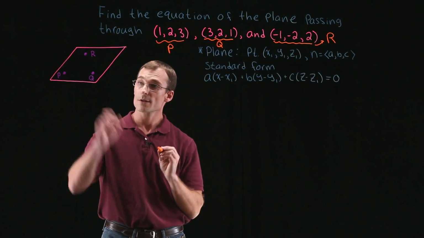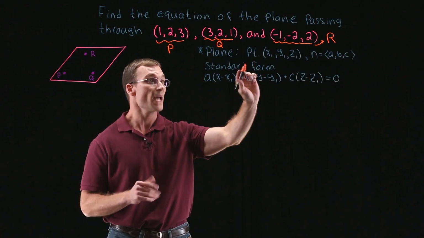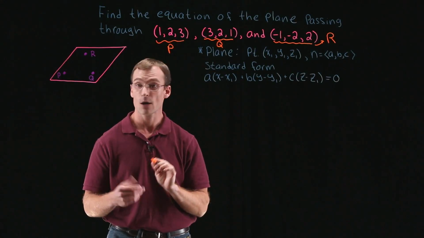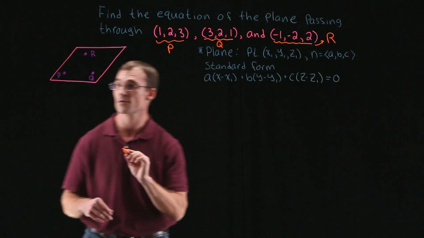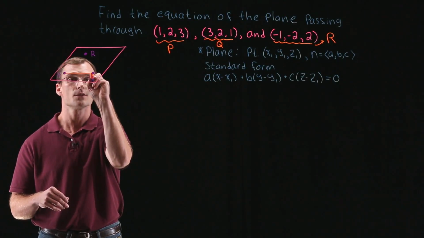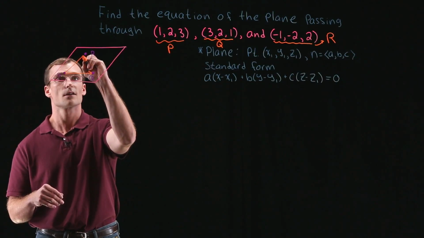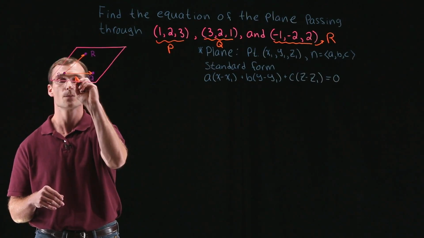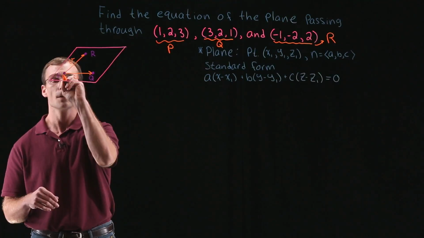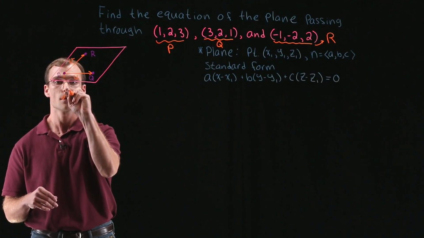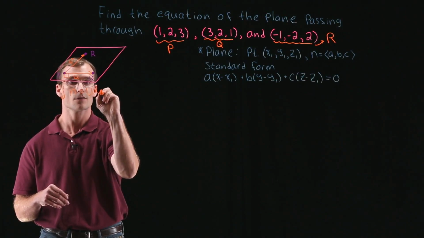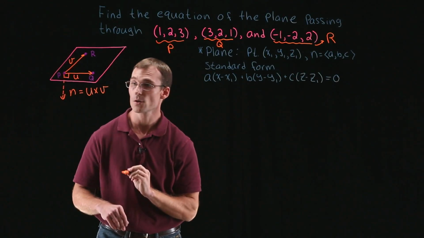Okay. Now, first let's go back here. We have at least one point. Well, we have 3 to pick from that are in the plane, but we need a normal vector. How can we find a normal vector to a plane? If we have these 3 points in the plane, that gives us 2 vectors in the plane. We'll say the directed line segment from P to Q is U, and from P to R is V. We can find a vector normal to the plane by taking the cross product of U cross V.